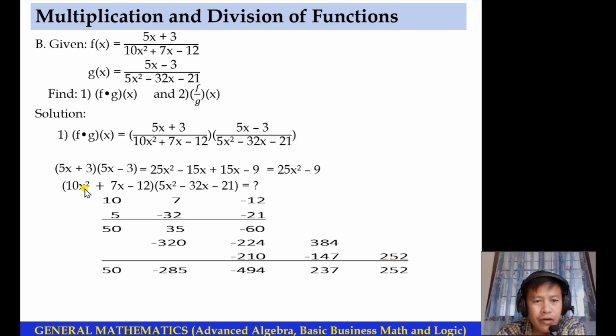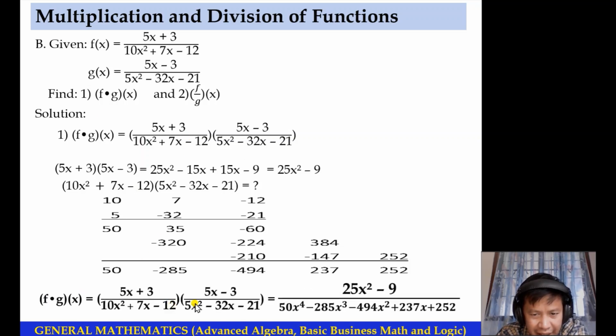Now, take note. If you're going to multiply quadratic versus quadratic, the product is quartic because 2 plus 2 is equal to 4. Therefore, what you need to do is to copy the problem here. This is it, and this is it. Okay, this is our problem. And copy the product. The numerator is 25x squared minus 9 all over, take note, 50x raised to 4 minus 285x cubed minus 494x squared plus 237x plus 252.